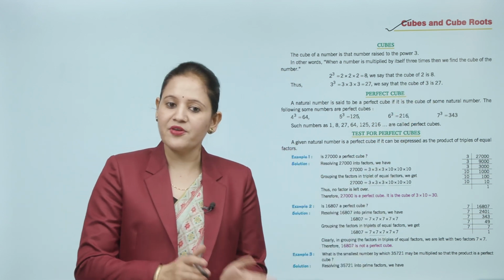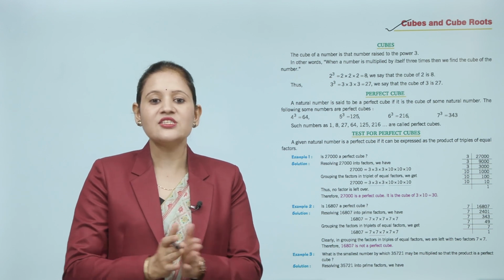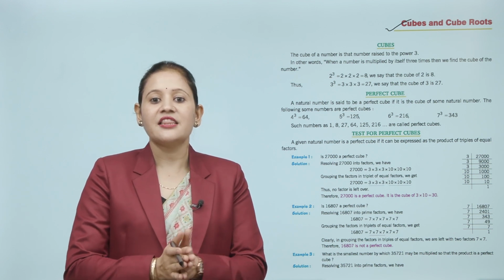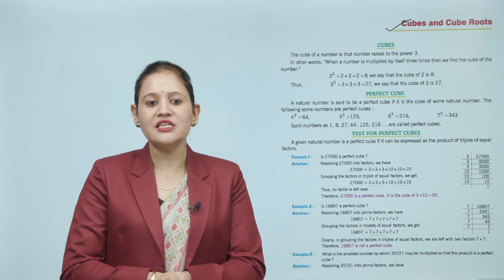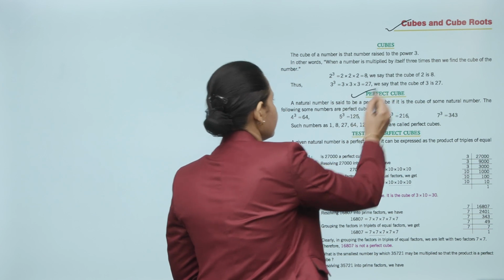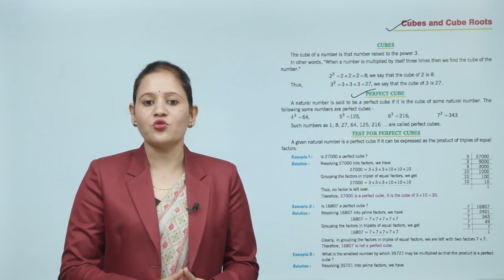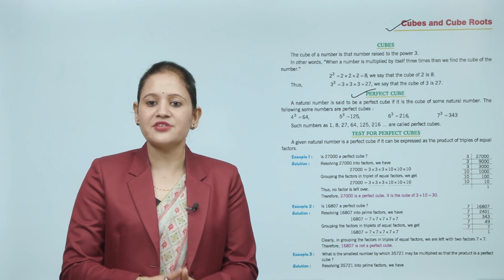Same way, 3 to the power 3, that means 3 multiplied by 3 multiplied by 3, that is 27. We say that the cube of 3 is 27. Next, perfect cube. A natural number is said to be a perfect cube if it is the cube of some natural number.